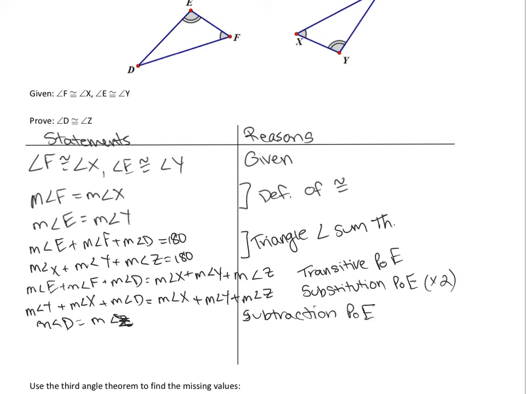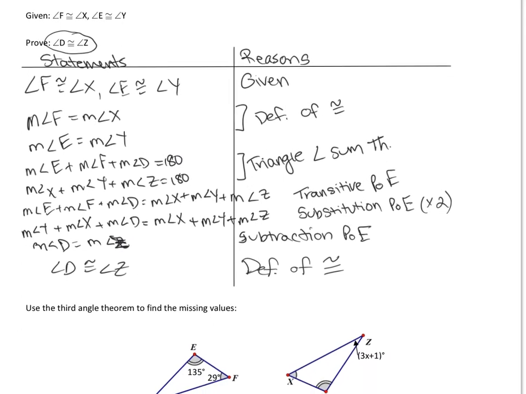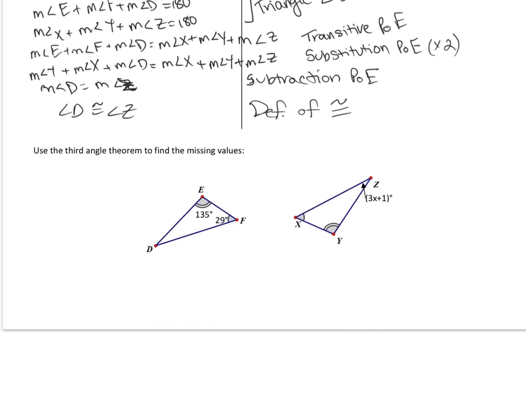P-O-E. Okay. Then, I'm not quite there yet. I'm so close. I'm supposed to prove that they're congruent, not just that they're equal. So I'm left with angle D is congruent to angle Z by the definition of congruent. So we have proved the third angle theorem.